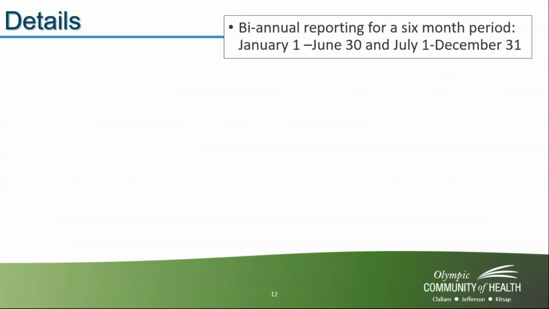The measures within the quantitative or the intermediary metric set are to be reported twice a year for 2 different 6-month periods, January through June and July through December. And for this first reporting period, due in the middle of April, it is to cover the period July through December 2018.